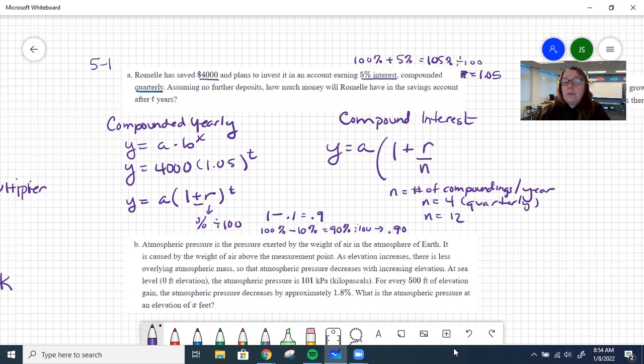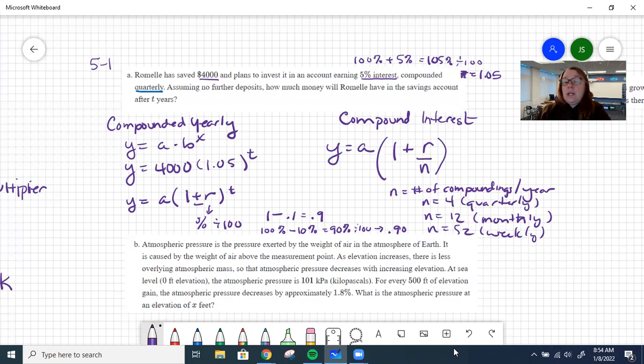If it was monthly, it would be 12. If it was weekly, it would be 52, and so on. All right, so that's what would be inside the parentheses. So this is changing to R over N.